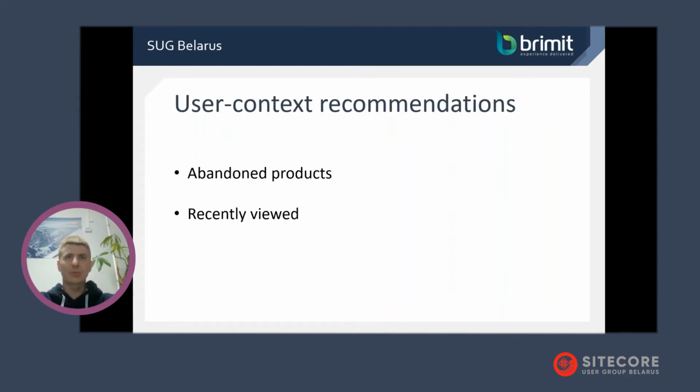And the next group is recommendations that are based only on the context of the current user. The most commonly used recommendation types of this group are abandoned items and recently viewed items. Abandoned products, I hope you know what it means. For example, if a customer adds some products to the cart but doesn't complete checkout and his session ended, it's a good idea to remind him about these products in future.